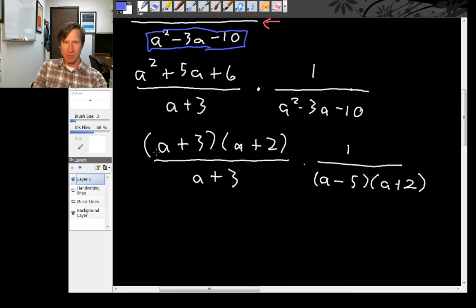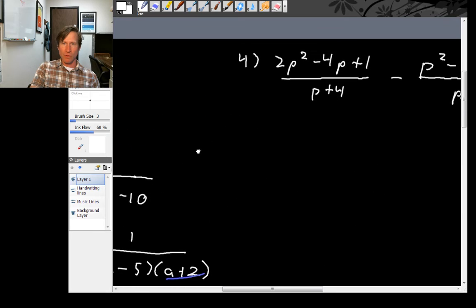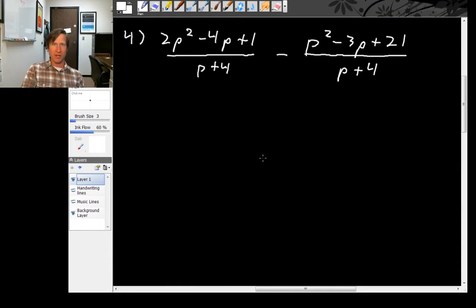And now we can start canceling things. It looks like this a plus 3 is going to cancel that a plus 3. And the a plus 2 over here is going to cancel the a plus 2 in the denominator on the right. And the only thing left behind is 1 in the numerator, and in the denominator, a minus 5. All right, so that's it for that one. Now let's look at number 4, which I have conveniently prepared over here.